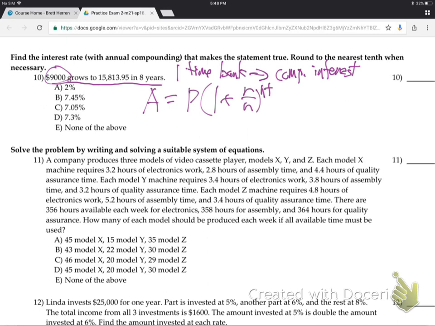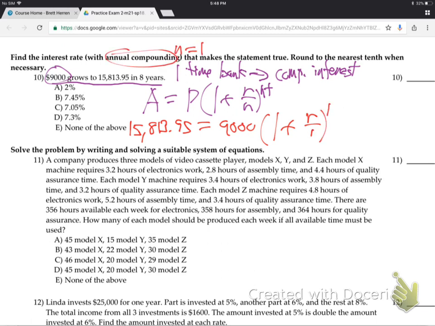All right, let's figure it out. You want 9,000 to grow to 15,813.95. 9,000 is the principal. The interest rate is what we're trying to figure out. It says annual compounding, which means N is once a year. The time is 8 years. So we're supposed to solve for the interest rate.